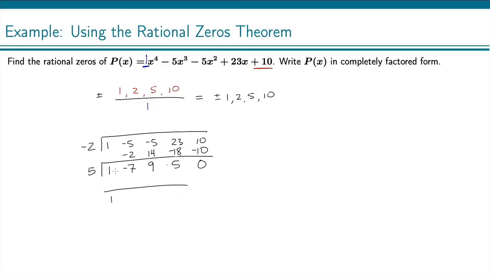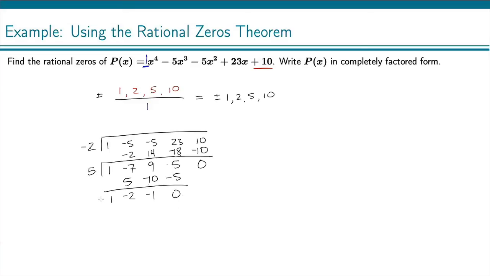Bring the 1 down. 1 times 5 is 5. Negative 7 plus 5 is negative 2. Negative 2 times 5 is negative 10. 9 plus negative 10 is negative 1. And negative 1 times 5 is negative 5. Add those and we get 0. All right. Now we got 0 here.